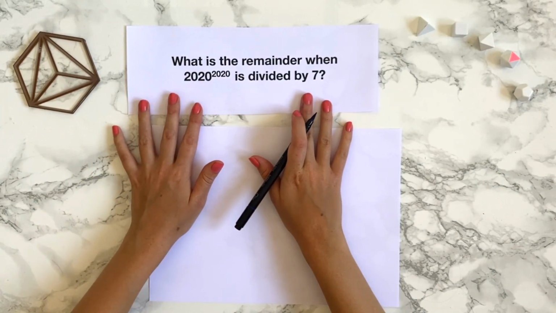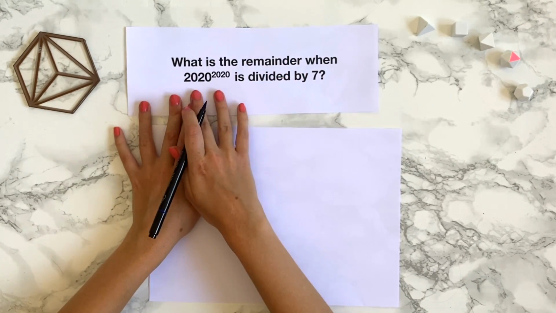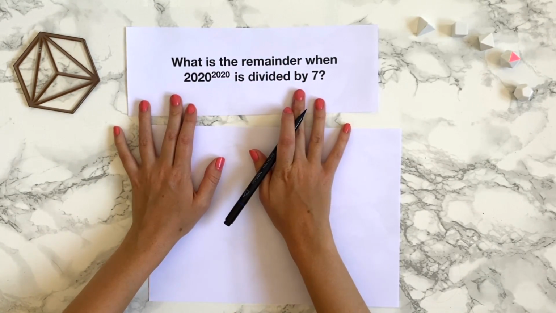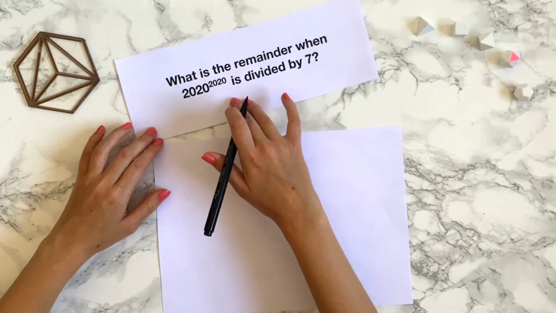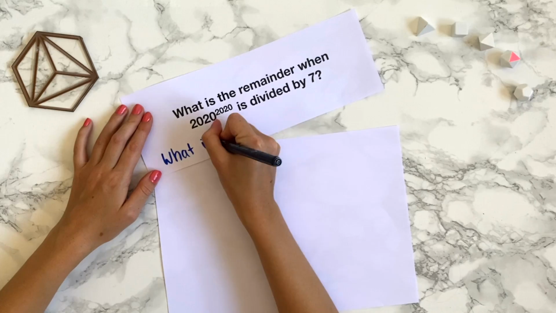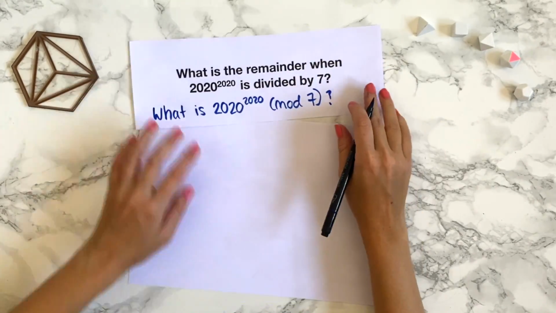So first of all, from what we've previously discussed, we know that finding the remainder of this number when you divide by 7 is the same as taking this number modulo 7. So what this question is really asking is, what is 2020 to the power of 2020 modulo 7?